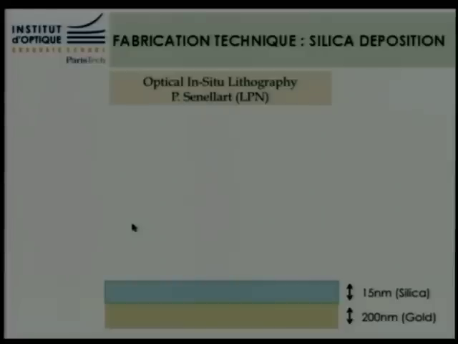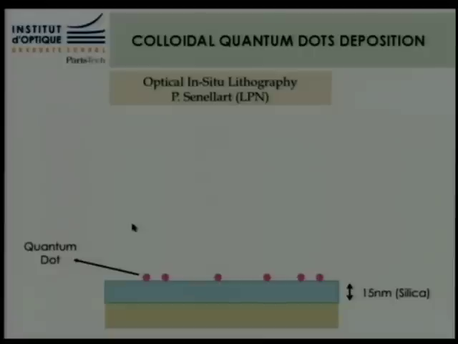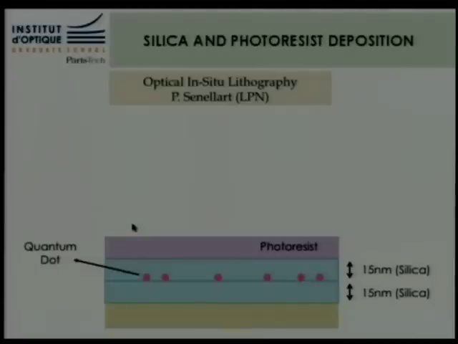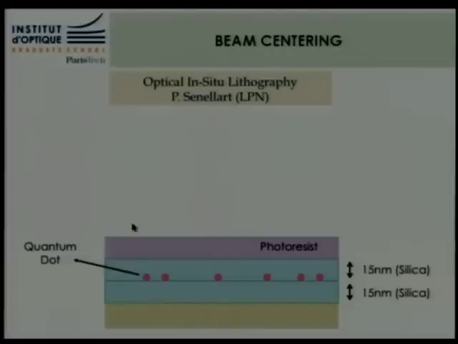Pascal Senellart. So first, a 15 nanometer thick silica layer is deposited on top of a gold mirror. Then a solution of colloidal quantum dots is deposited. Then another silica layer and a photoresist are deposited. Using a microscope objective and a dichroic beam splitter, one excites first the quantum dot with a green low power laser and then collects the fluorescence signal.